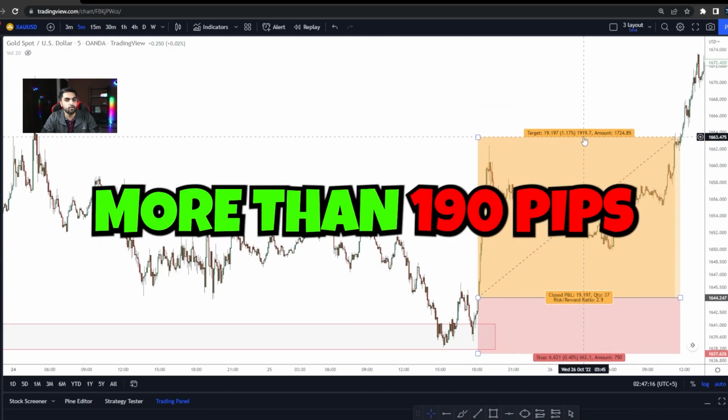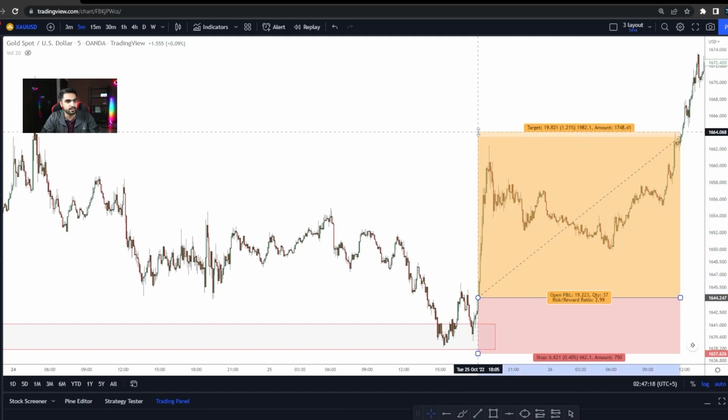And this trade made us more than 190 pips, and we can literally just extend that to 200 pips easily. Now this is just one example.